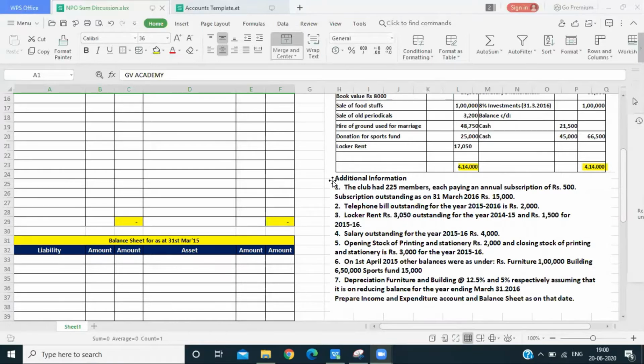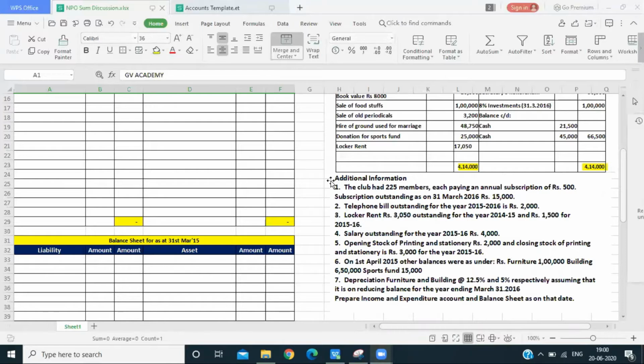The first additional information given is the club has 225 members, each paying an annual subscription of 500. Subscription outstanding as on 31st March 2016 is rupees 15,000. The next point is telephone bill outstanding for the year ended 2015-16 is rupees 2,000. The third point is locker rent of rupees 3,050 outstanding for the year 2014-15 and rupees 1,500 for 15-16.